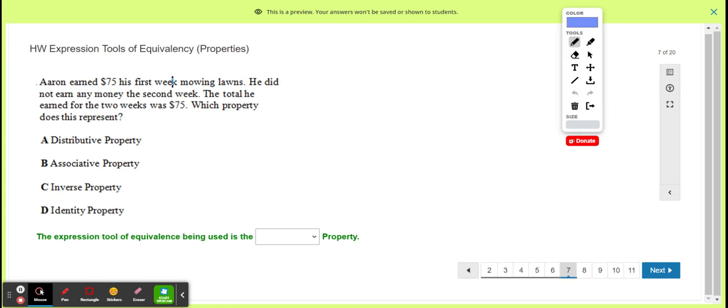Aaron earned $75 and then he did not earn any money. No money means 0. So if you have $75 and you add 0 to it, you're still going to get 75. Nothing changed. That is the identity property also.